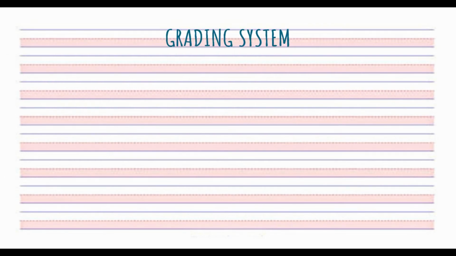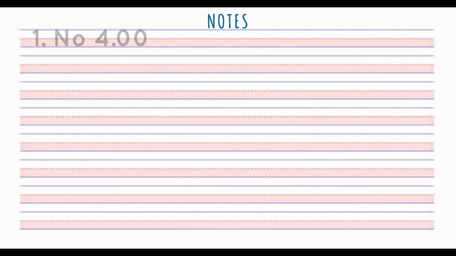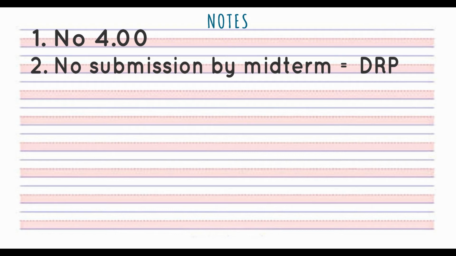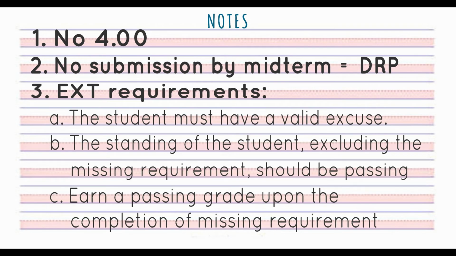Now that you know all the requirements you need to complete to be able to pass this course, let's now discuss how you can achieve a passing grade of 55% or higher using this table. Some notes. No grade of 4 will be given for this production course. Instead, it will count as passing. If you're not able to participate or submit anything by midterm, you will be notified to drop the course. In order to get a grade of EXT, the following requirements must be met.